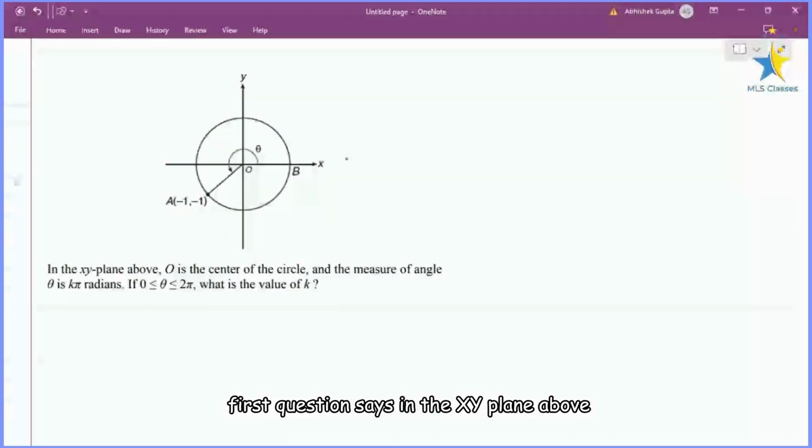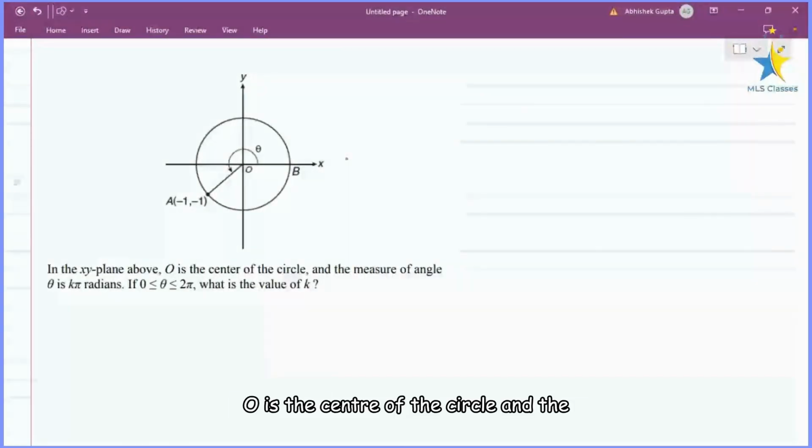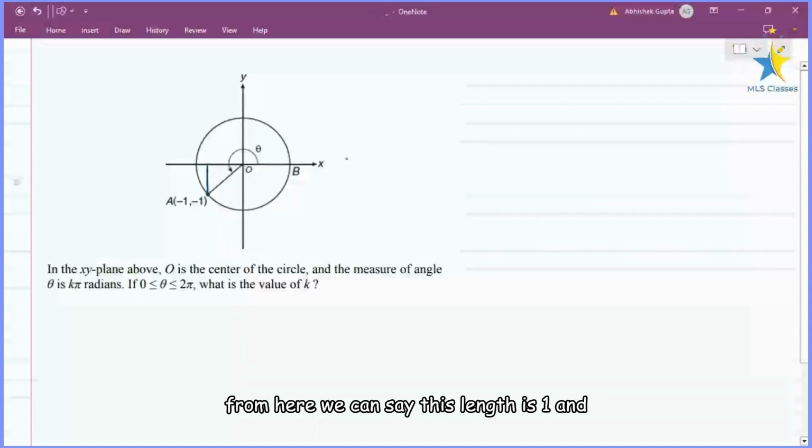So the first question says, in the xy plane above, O is the center of the circle and the measure of angle theta is k pi radians. If theta belongs to 0 to 2 pi, then what is the value of k? What we can do here is, we have these coordinates negative 1, 1. It means that if we join this from here, we can say this length is 1 and this length is also 1. In that case, this length will be root 2.